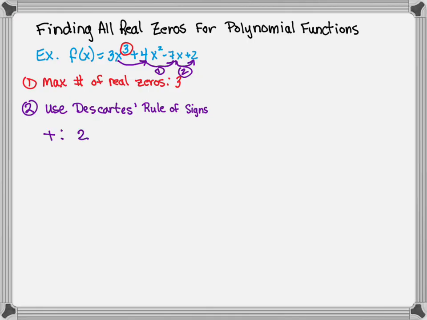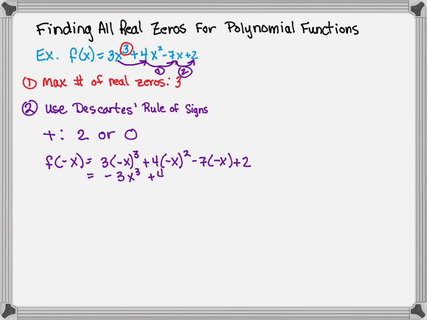So for positive real zeros, we could have 2 positive real zeros, or we could have 2 minus 2, or 0 positive real zeros. For negative real zeros, we need to substitute in negative x for x. So 3 times negative x raised to the third power plus 4 times negative x squared minus 7 times negative x plus 2. Let's simplify that, and we get negative 3x cubed plus 4x squared plus 7x plus 2.